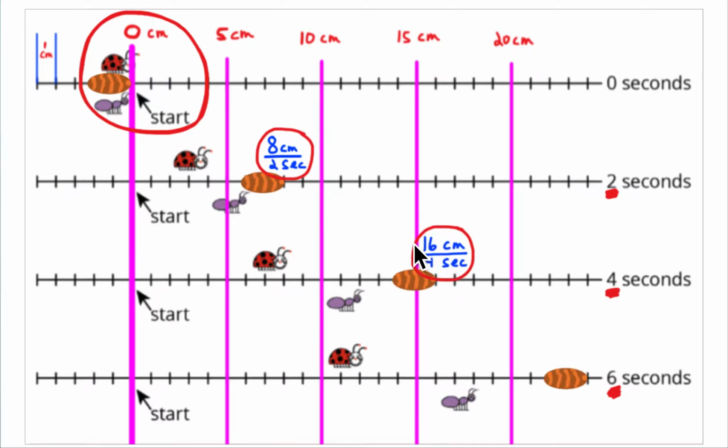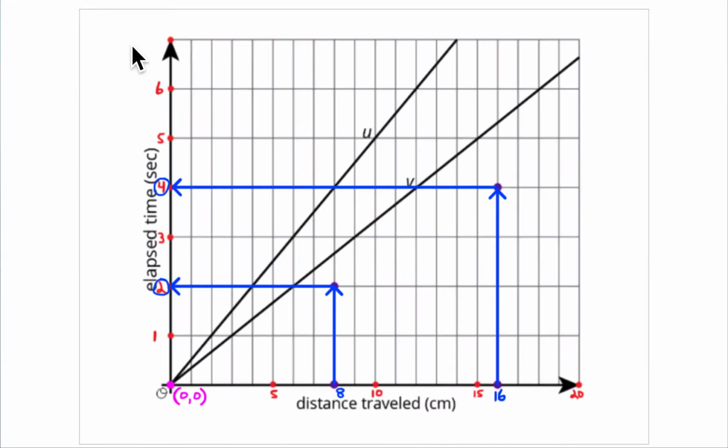So now we're going to add that new bug to the graph. And notice it starts at 0. So after 0 time, it's moved 0 centimeters. So the line, the graph goes through 0, 0. It's a proportional relationship.